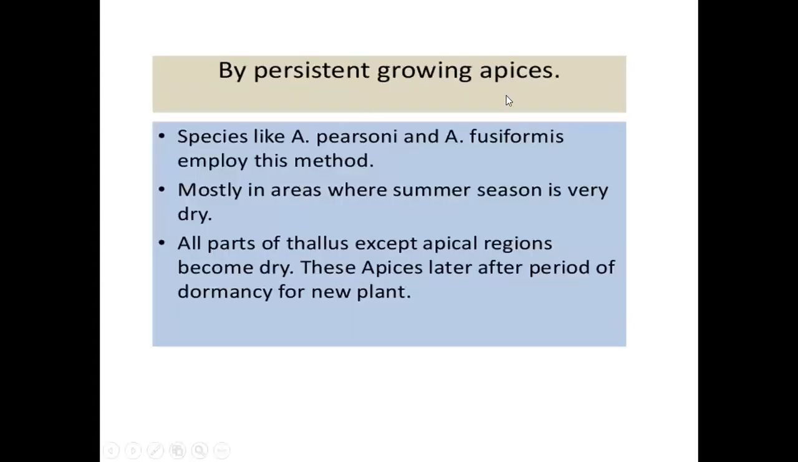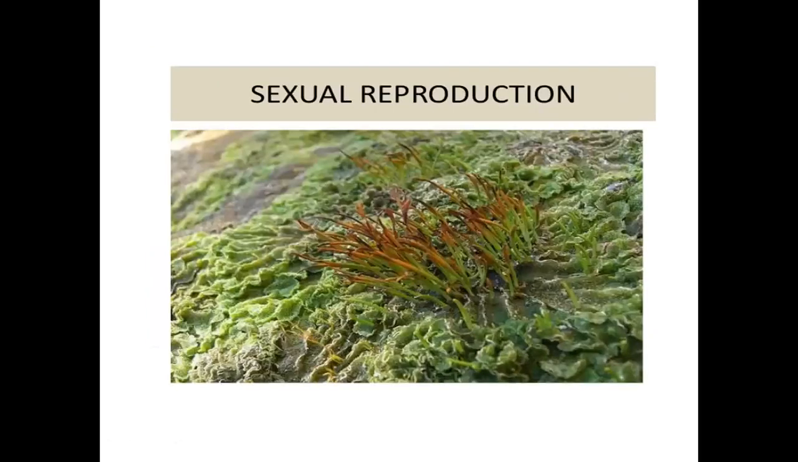Next, with the help of persistent growing apices, that is, the apical regions of the thallus, when they get dried in the summer season, these dry parts even have the capacity to develop into a new plant again. So this is about vegetative and asexual reproduction in Anthoceros.